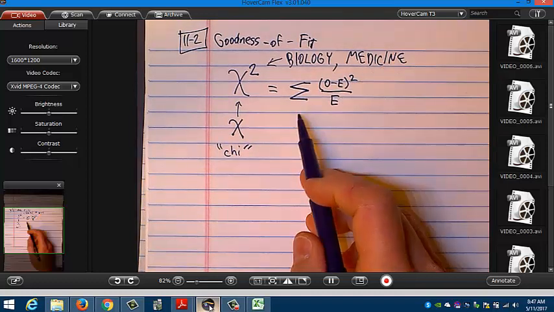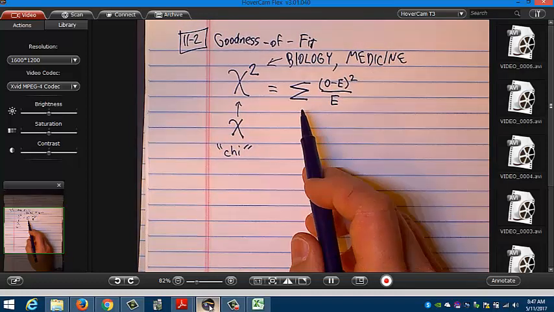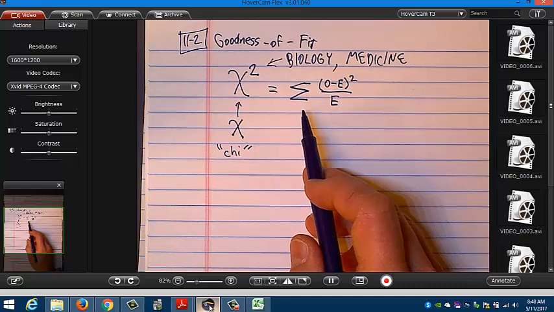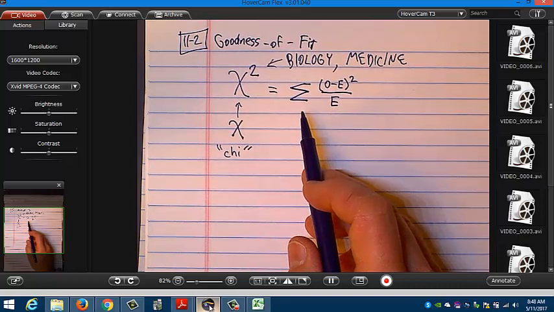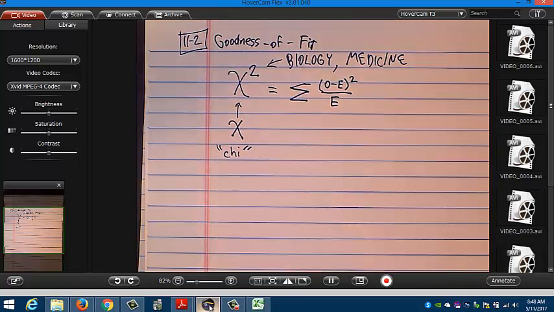Do you know what that means? Sigma, yeah. The capital sigma. What does it mean? So we're adding lots of stuff up. It stands for sum. It's the big S, right? We're going to add a whole bunch of things together.